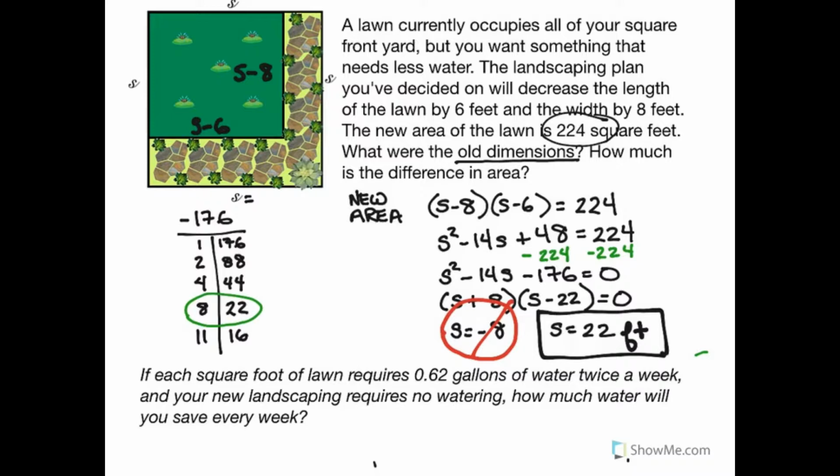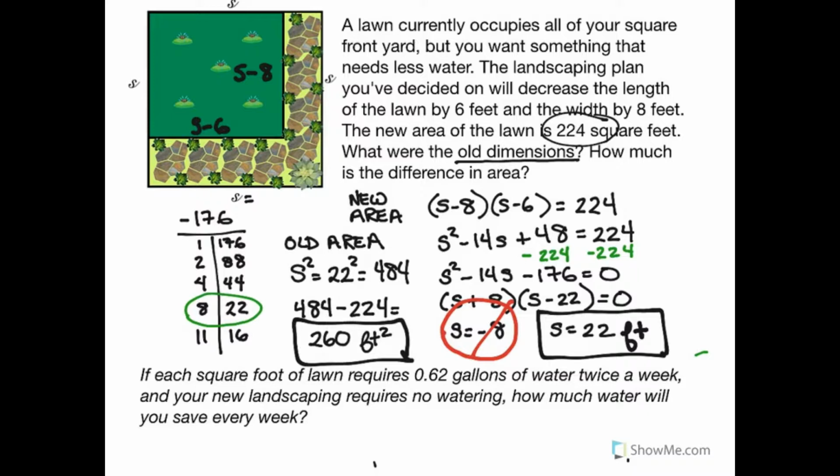The next question is how much is the difference in area? So the old lawn had an area of S squared, 484 square feet. So the difference in area is 484 minus 224, which is a difference of 260 square feet.